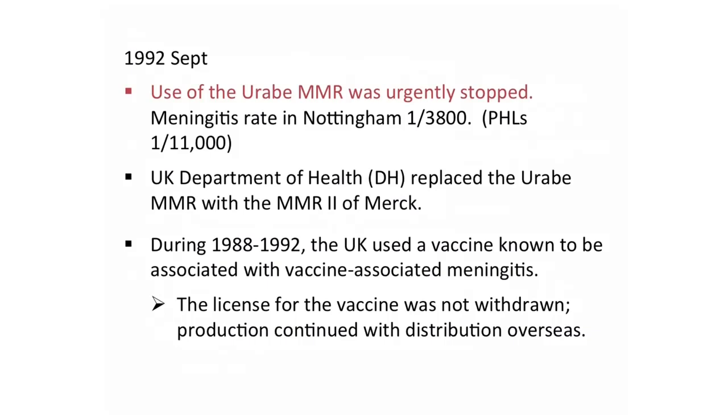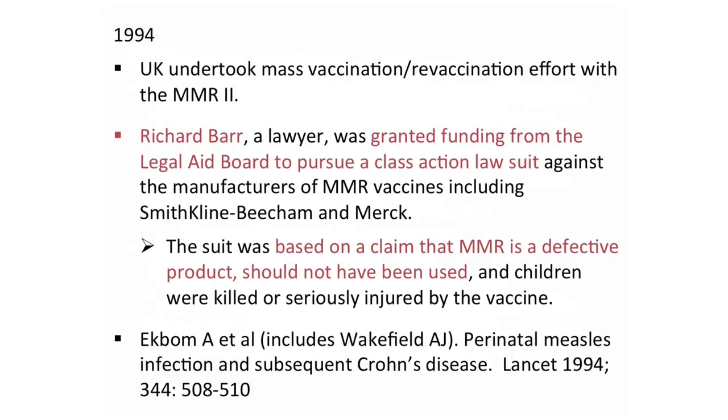So the bottom line is that from 1988 to 1992, the United Kingdom used a vaccine known to be associated with excess meningitis. The license for the vaccine was not withdrawn, and production continued with distribution overseas. In 1994, Britain undertook a mass revaccination effort with the MMR2 with the Jeryl Lynn strain.